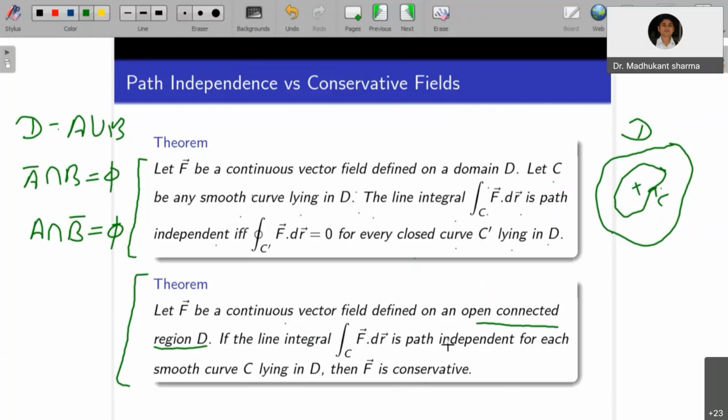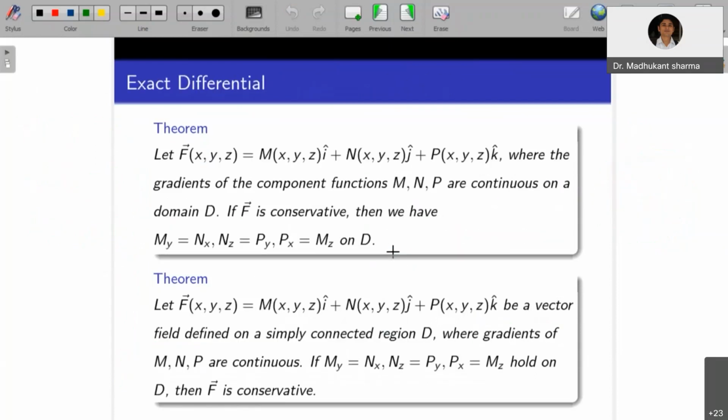Then if the line integral is path independent, then F is conservative. We will come to it later because it requires some other supporting definitions as well, so I'm just avoiding that here. This will relate path independence versus conservative.